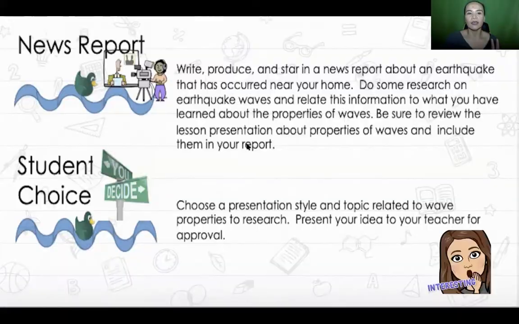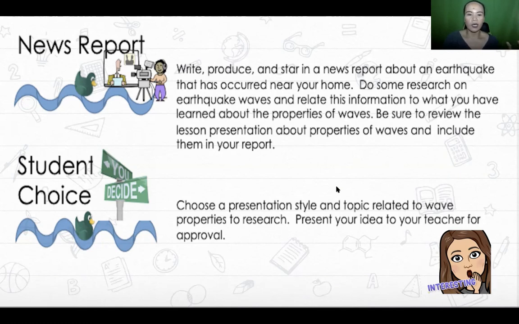The second part, there are two more, which are your news report or student choice. For the news report, you're going to be a star. For those who want to use video, you can record yourself and do some research about an earthquake. You're kind of like CNN, and you're going to research earthquake waves and relate that information to what you learned about wave properties. So it's the seismic waves that you're going to talk about in a news report.